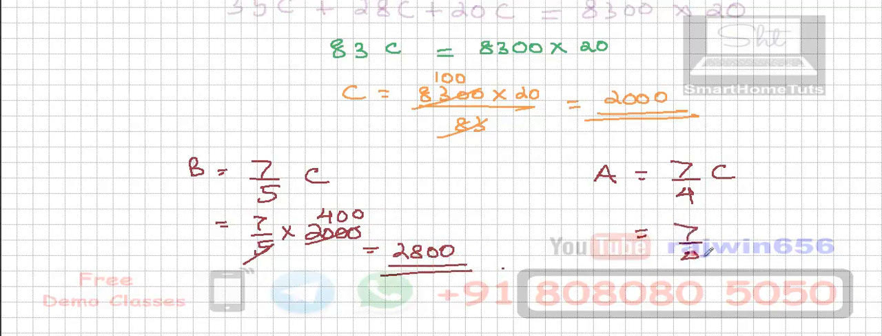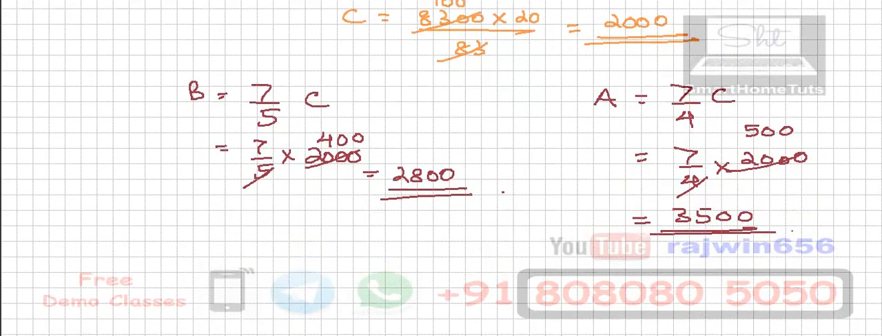A is 7 upon 4, value of C is 2000. 4 5s are 20 and then 2 zeros. 7 5s are 35. 3500. Okay, I got A as 3500, B as 2800 and C as 2000. We just have to write the final answer. Okay, so A is 3500, B is 2800, C is 2000.